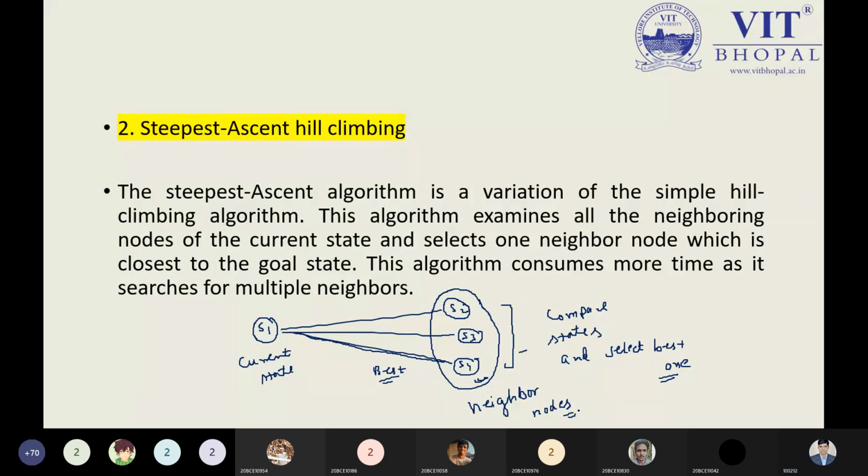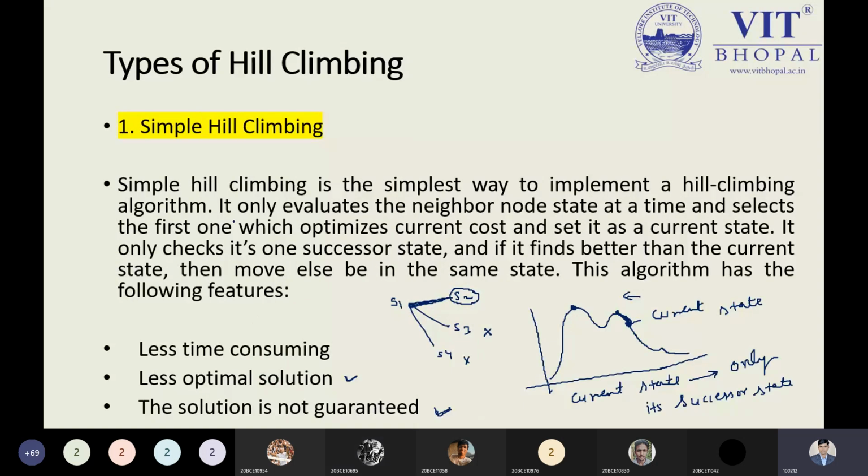That is it. Now these two points are clear. These are the two differences between simple hill climbing and steepest ascent hill climbing. It is clear to all right now? The differences between both are clear. Yes, sir. But sir, can you show me the previous slide, please? This one. Yes.